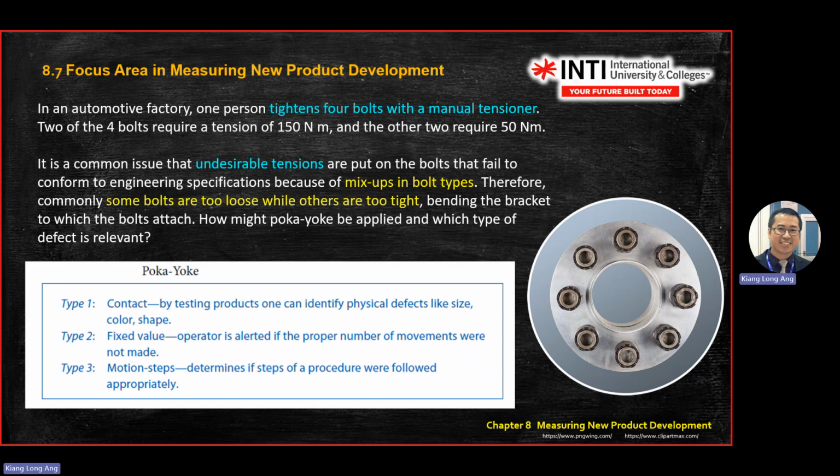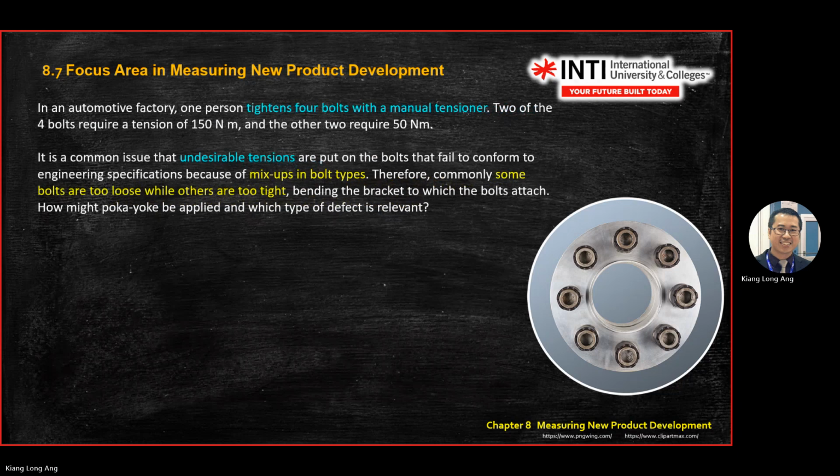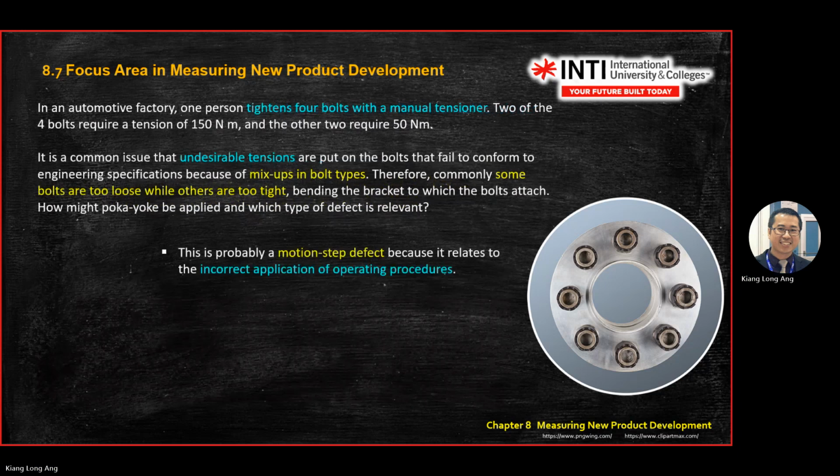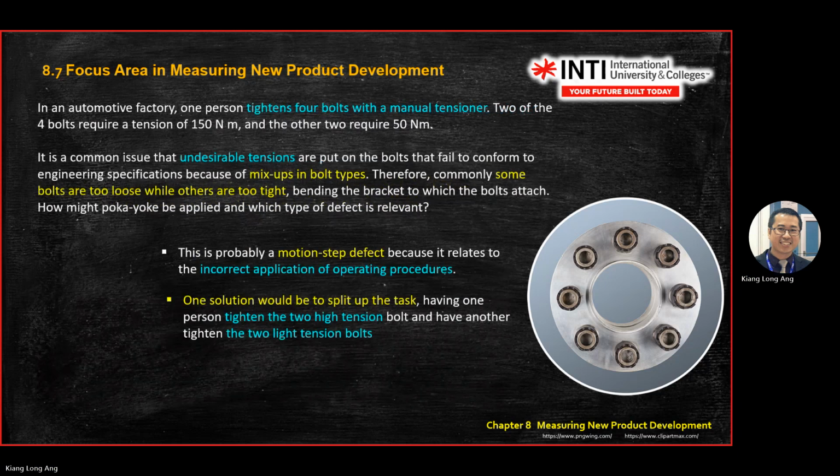Okay, so these are the Pokayoke methods that you can choose in this one. So here, in the example, you use the Pokayoke type 3. So this one is a motion step defect.